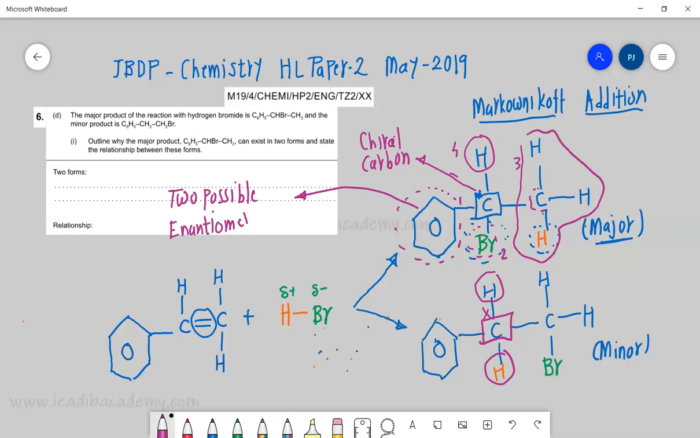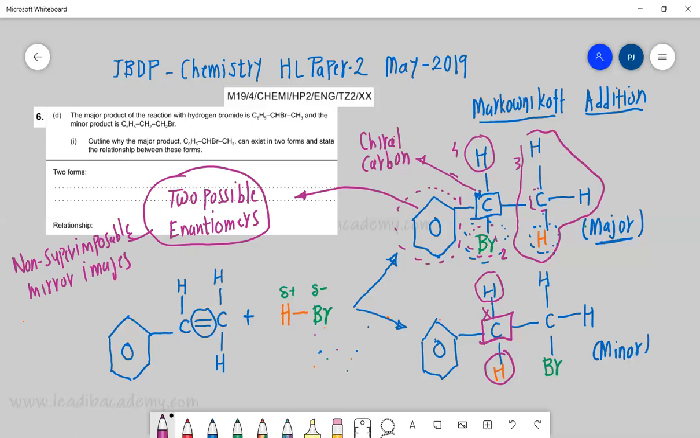That means it is going to be optically active. That is another characteristic that it is going to have. And there are 2 possible enantiomers. So what is the specialty? They are going to be non-superimposable mirror images of each other.